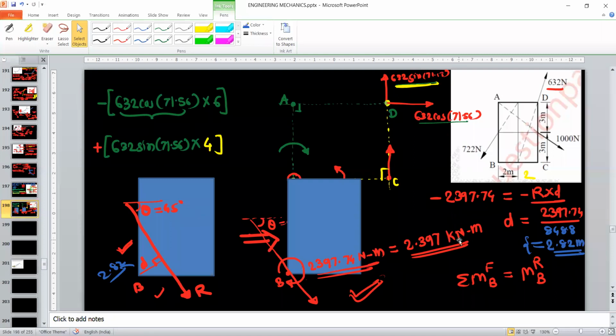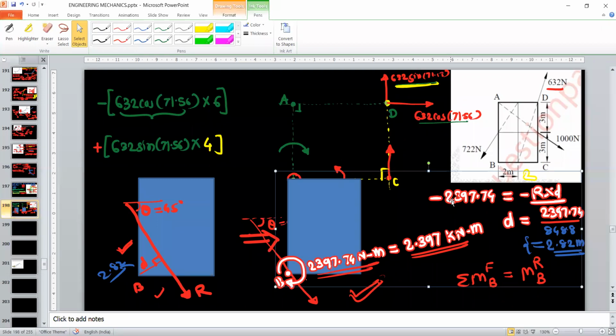And if the question is to find the perpendicular distance of the resultant, then you can equate 2397 to the resultant moment, that is R into D. And then you will get the distance D, which is equal to 2.82 meter.